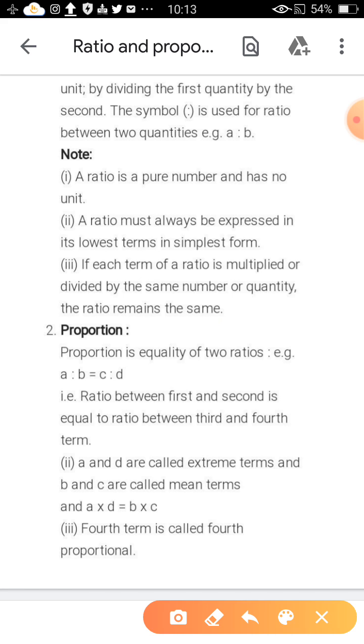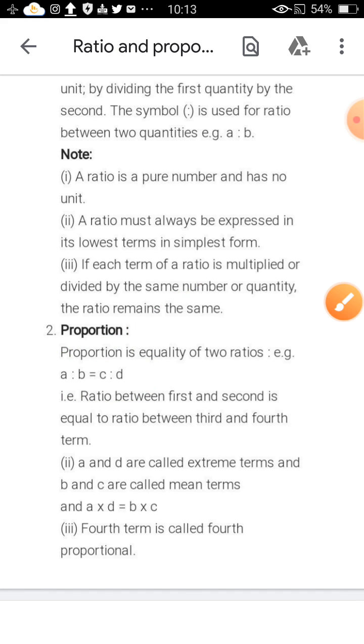Now we'll focus on proportion. A proportion is an equality of two ratios. See now, here two ratios are given, a is to b and c is to d. When both these ratios are equal, see, the equal symbol is given here between these two ratios. When these two ratios are equal, then we can say that these are in proportion. The ratio between the first and the second term is equal to the ratio between the third and the fourth term.